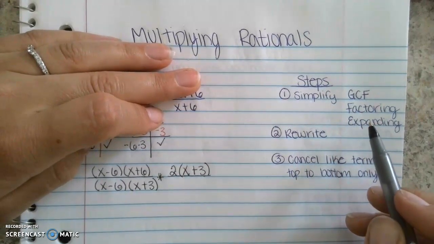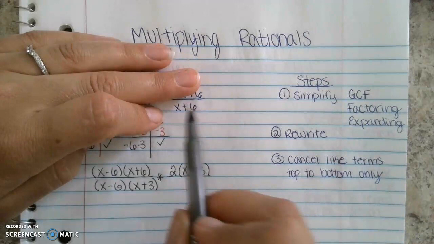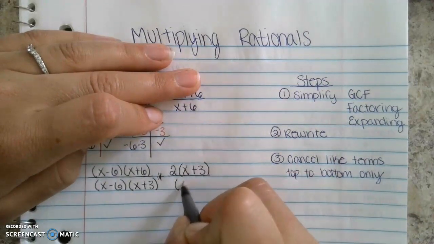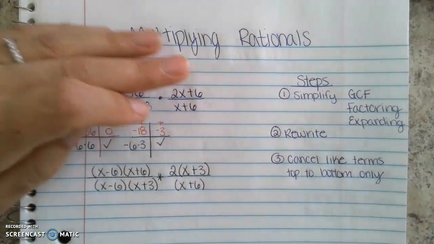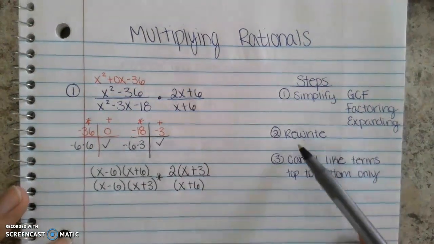Meaning like x to the third. I can't write out a bunch of x's. So this one I can't do anything with. I'm going to go ahead and leave x plus 6 by itself. All right, that was step 2.